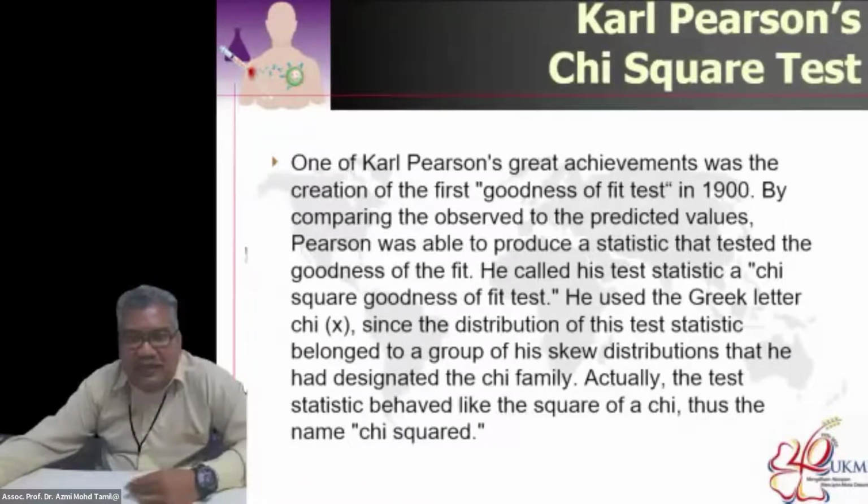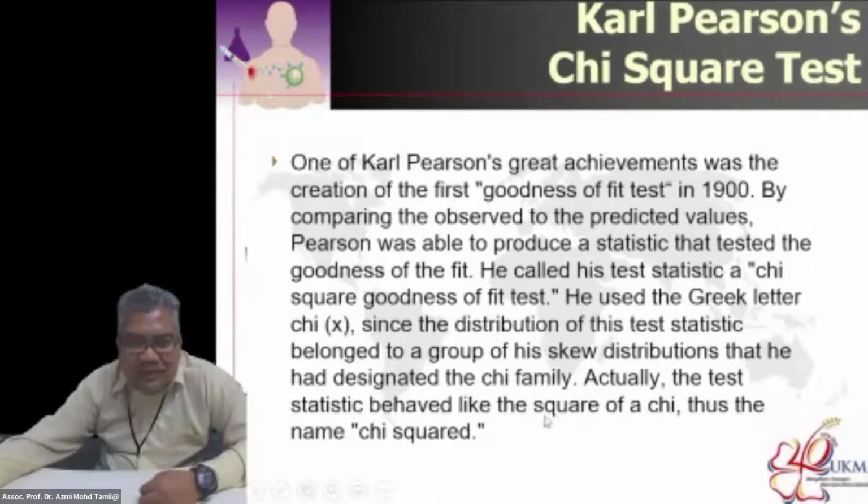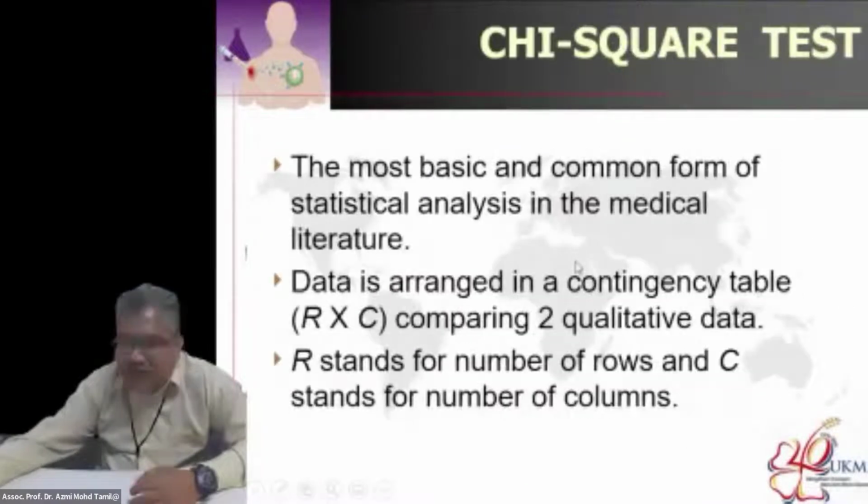So who came up with the chi-square test? The name of the person is Karl Pearson. He called it the goodness of fit test in 1900. He called his test statistic chi-square goodness of fit test. Why the word chi? Because the distribution of this test statistic belongs to a group of skew distributions that he has designated as the chi family. Actually, the test statistic behaves like the square of a chi, thus the name chi-square. So that's the history of the chi-square test.